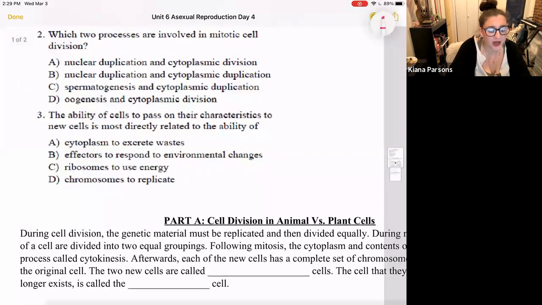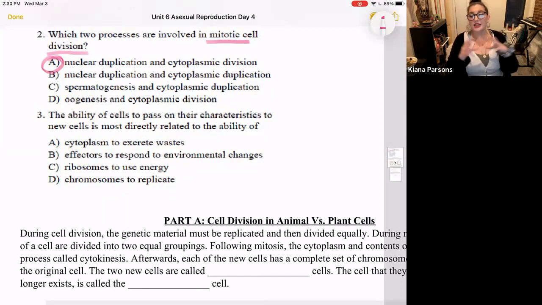Number 2, which two processes are involved in mitotic cell division? So in this case, we're talking about nuclear duplication and cytoplasmic division. So cytoplasm in a cell isn't necessarily getting larger when mitosis occurs, but it is dividing into two. It is splitting into two. And remember, the cytoplasm is that jelly-like substance in which all the organelles of a cell are suspended. But the nucleus does need to be copied because we need to make a copy of the DNA.